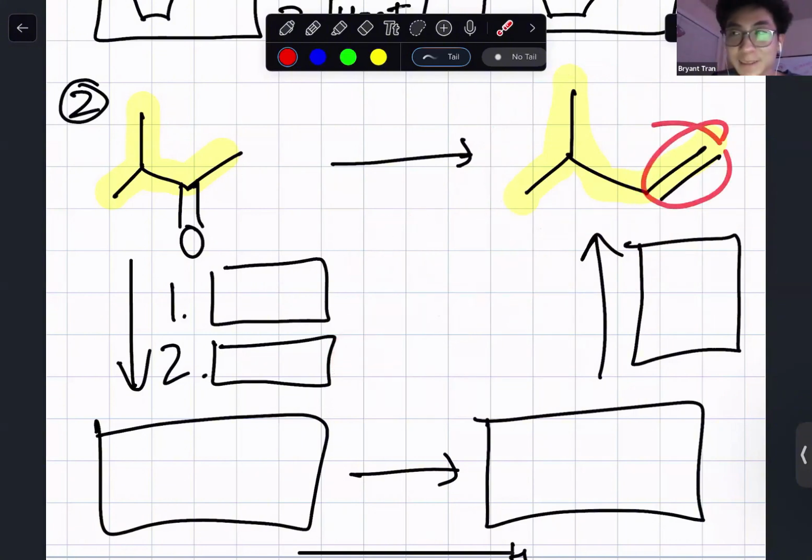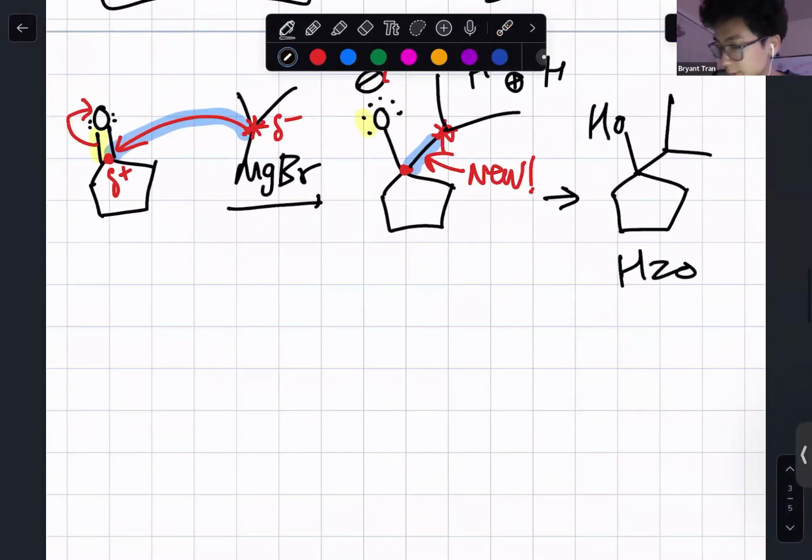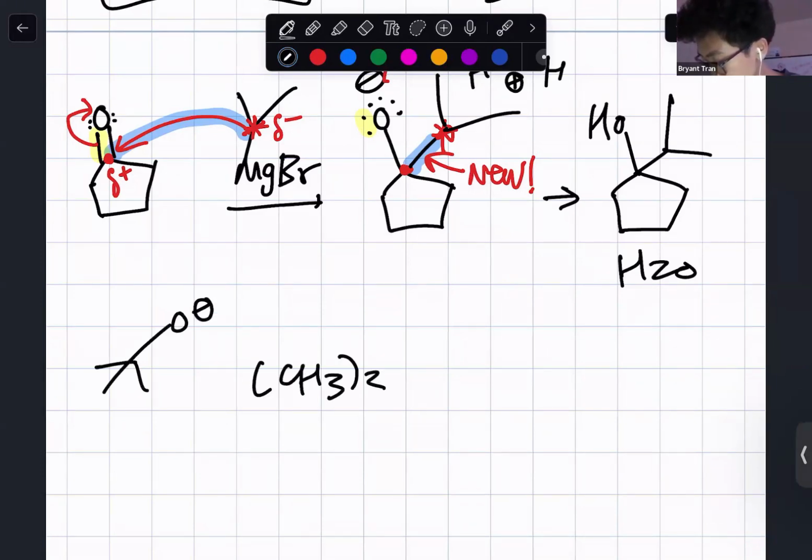Now, there is a type of strong base that you could use to create a less substituted alkene, right? And that's a bulky base. And there are 2 bulky bases that you need to know. There's tert-butoxide, which is this, right? Or you could see it in this form.